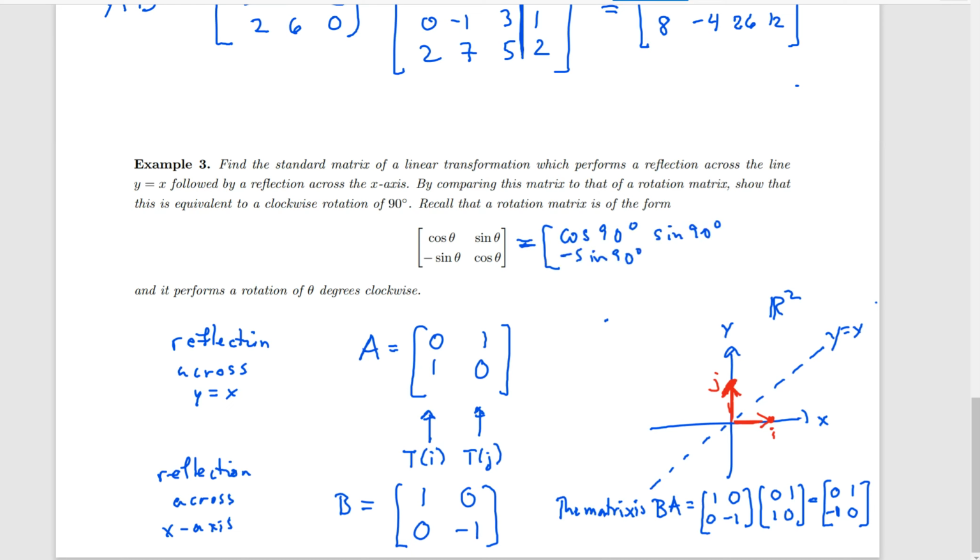Now 90 degrees, we're here on the trig circle. So the cosine is 0, sine is 1. It's very easy. And hey, yes, it's the same matrix. So we get the same matrix. So it is the same thing. So these two reflections actually can be replaced by a single rotation.